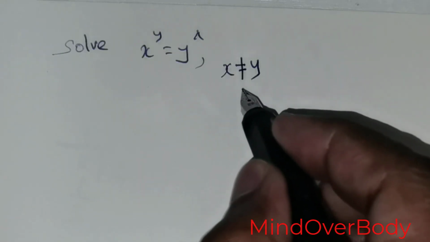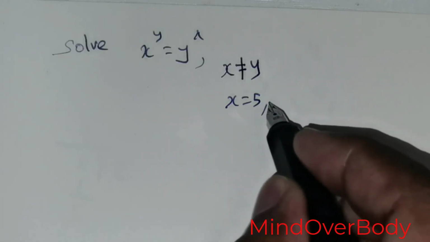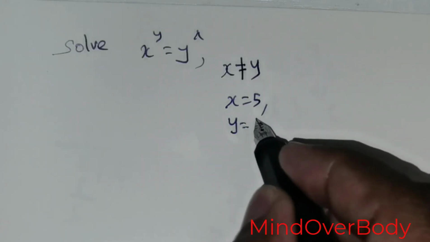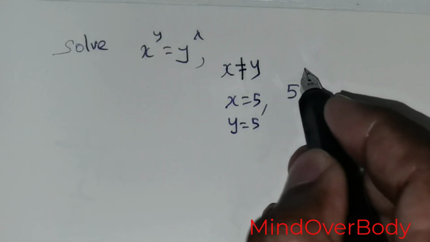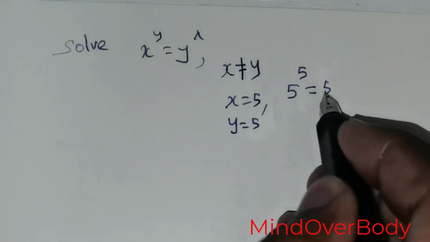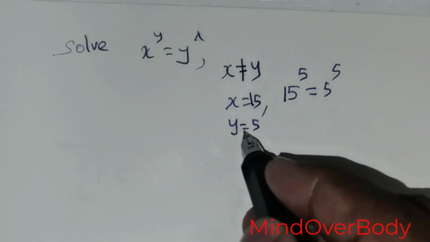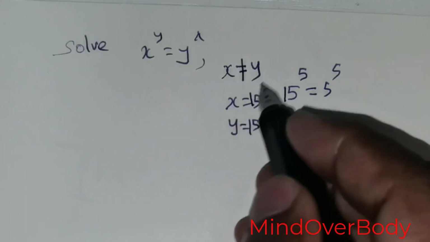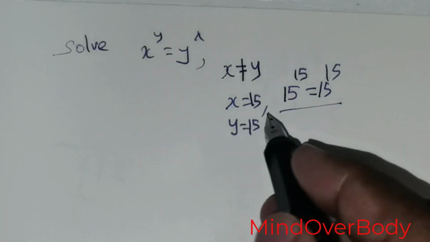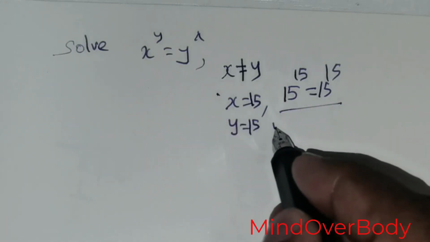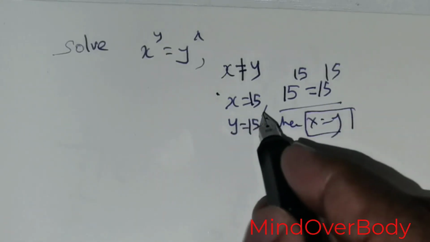Now if x is equal to y, say for example x is equal to 5 and x is equal to y, it means y is also equal to 5. So you get something of this fashion: 5 raised to the power 5 is equal to 5 raised to the power 5. Or if x is equal to 15 and y is equal to 15, because x is equal to y, you get 15 raised to the power 15 and 15 raised to the power 15. So you got nothing to solve when x is equal to y. So that is a very important observation you have to make.